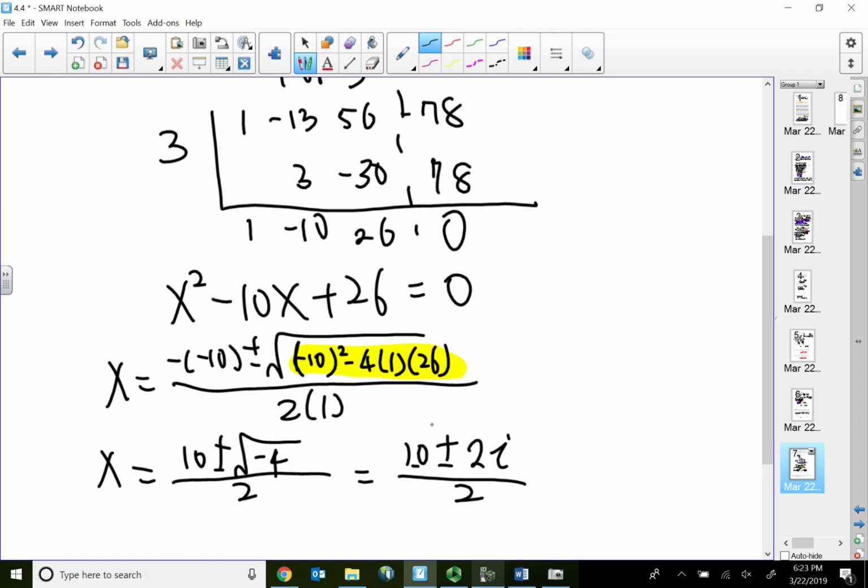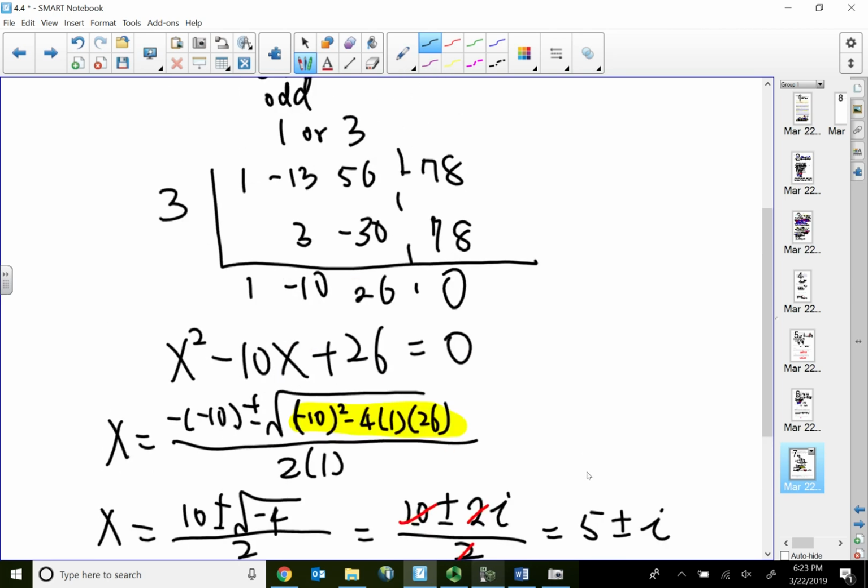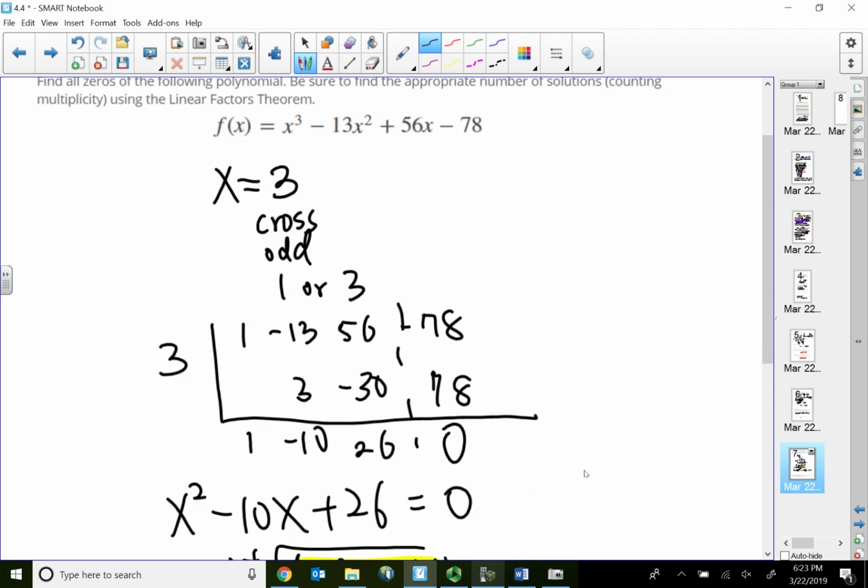When all three numbers can be reduced, we'll reduce them. If I reduce them all by 2, that will be 5 plus minus i. You don't have to write 1 before the i, and you don't have to write 1 in the bottom. So my zeros are x equal to 3, and the other two are 5 minus i and 5 plus i.